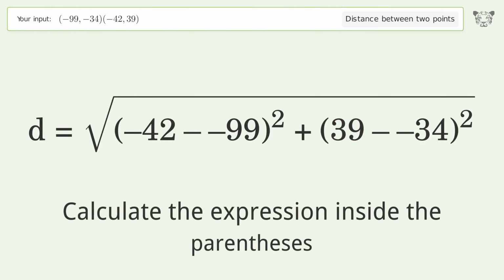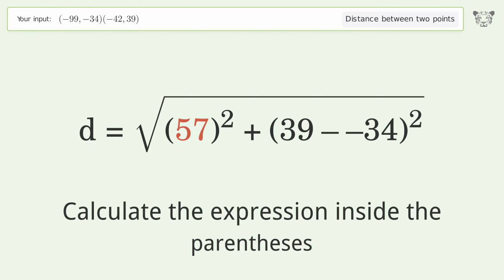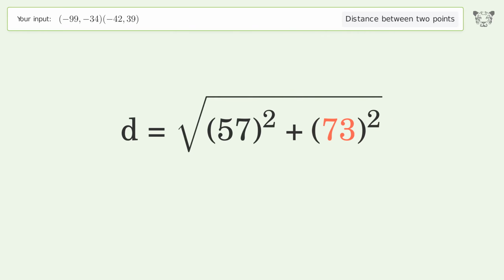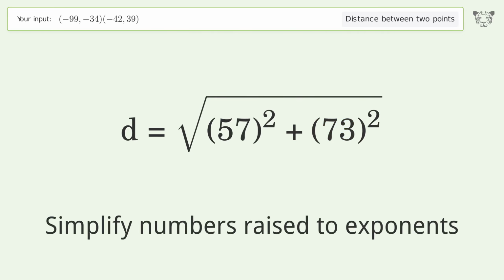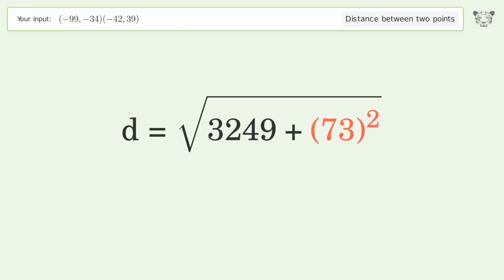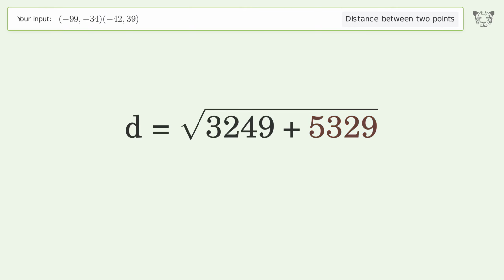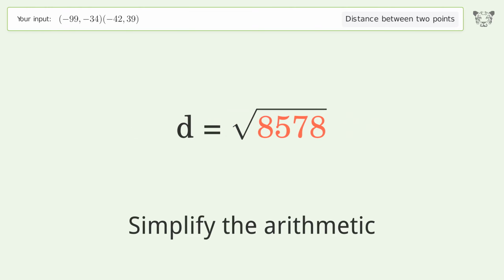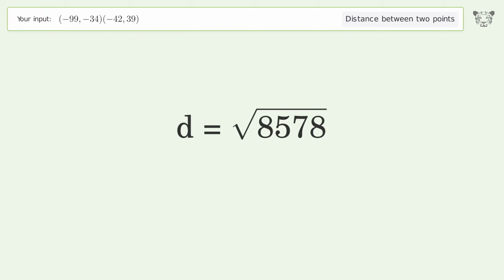Calculate the expression inside the parentheses. Simplify numbers raised to exponents. Simplify the arithmetic. And so the distance between the 2 points is the square root of 8,578, or 92.617.